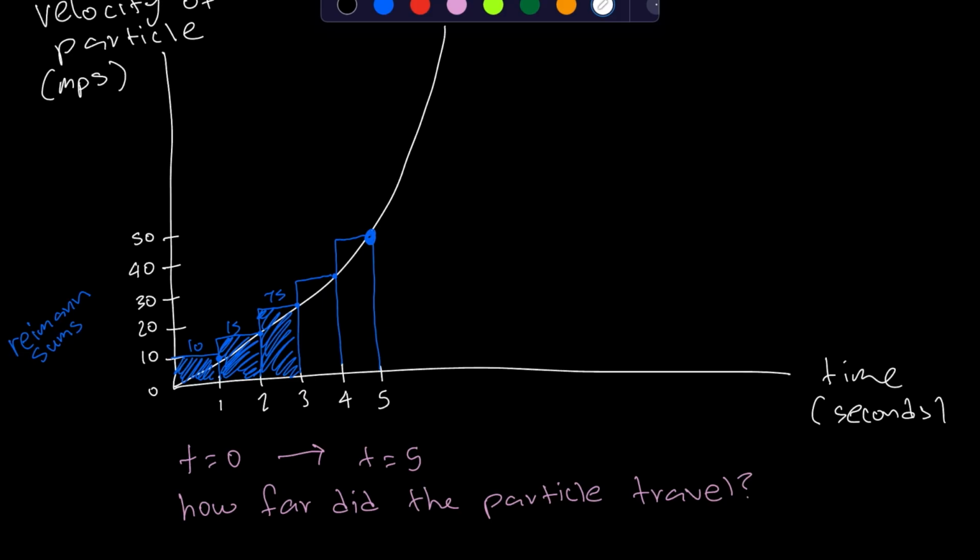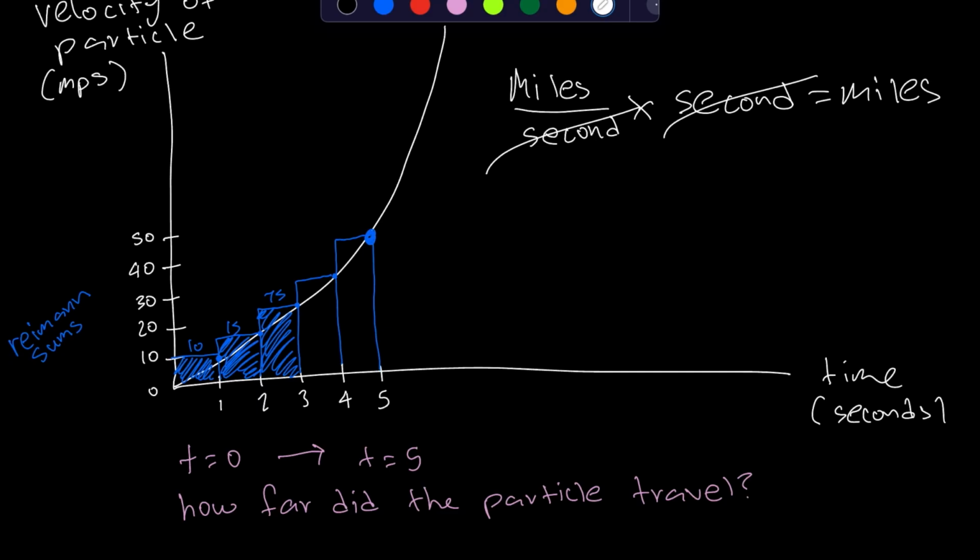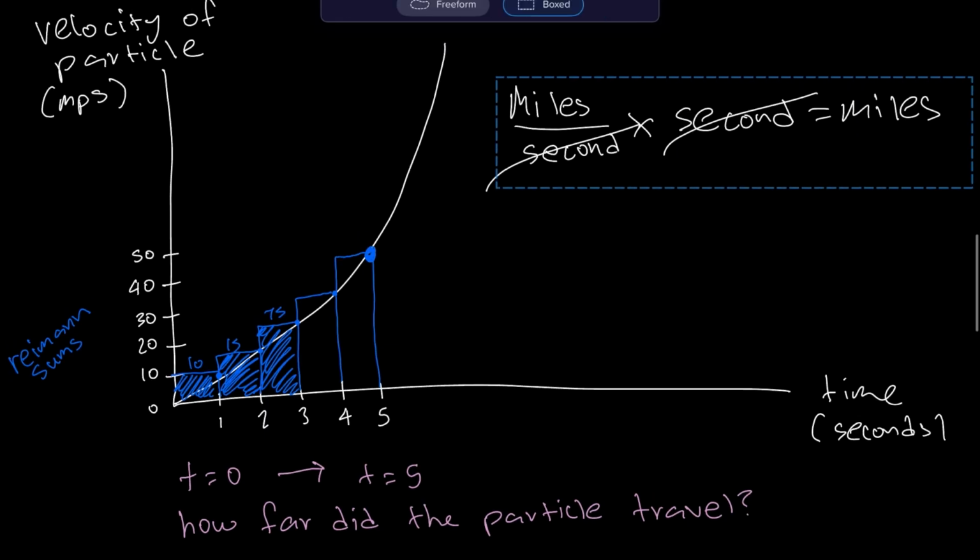So we have the velocity of our particle, which is in miles per second. Let's write that out. Miles per second times time, in seconds. And what we get is our actual distance, because the seconds cancel out, if you go back to algebra. Then you are just left with miles, and that's miles traveled. Just wanted to clear that up.